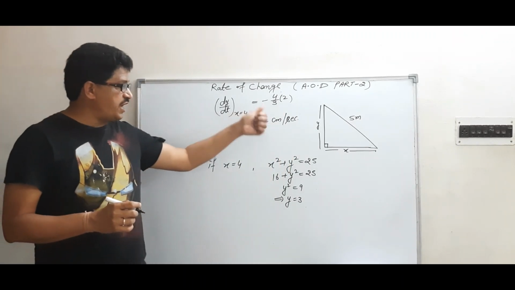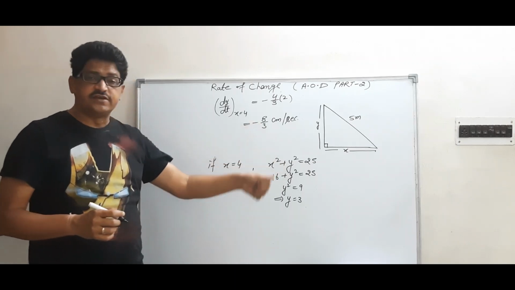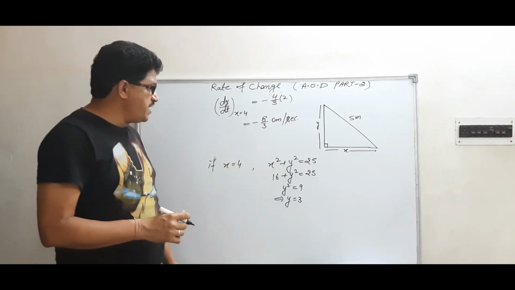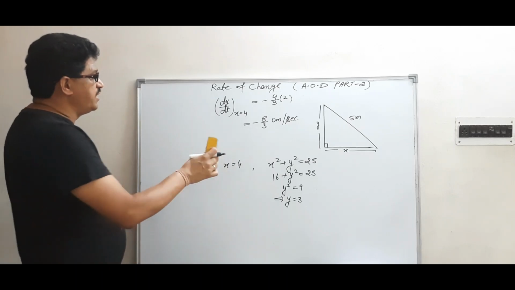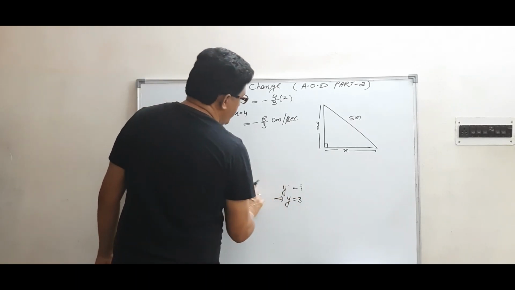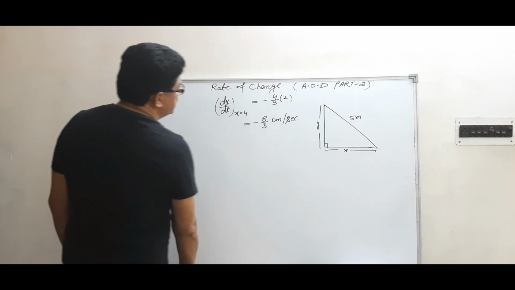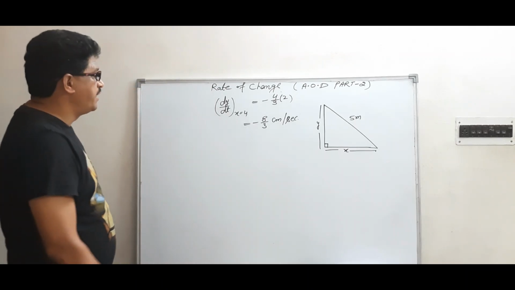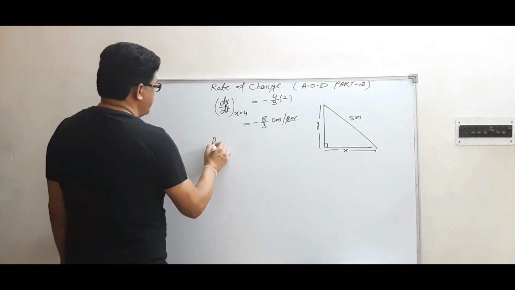This is change in height. So height is decreasing. What is the meaning of minus? Minus means the height of ladder is decreasing at the rate of 8.3 centimeter per second. Height is decreasing.